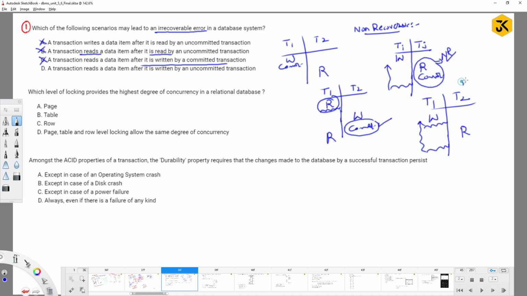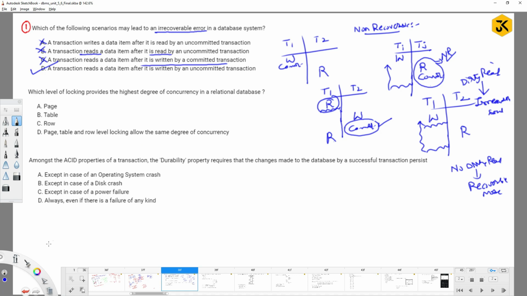This kind of problem we discussed earlier. We call it the dirty read problem. So here the problem is a kind of dirty read problem, and if there is a dirty read problem, definitely it is going to be an irrecoverable state. If there is no dirty read, definitely your system is going to be in recoverable mode.